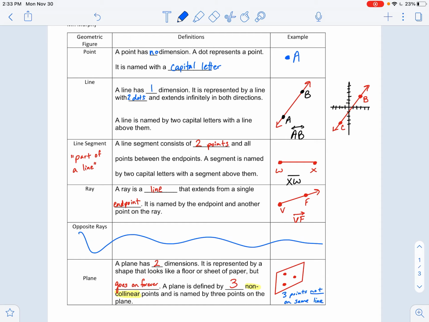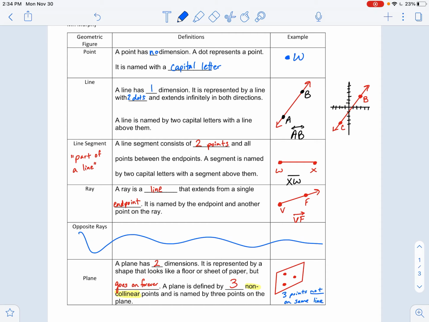It's got no dimension. A dot represents that point, and we name it with a capital letter. I can name it A, or I can name it W, or whatever I want to name it. As long as it's a capital letter, that's what counts.